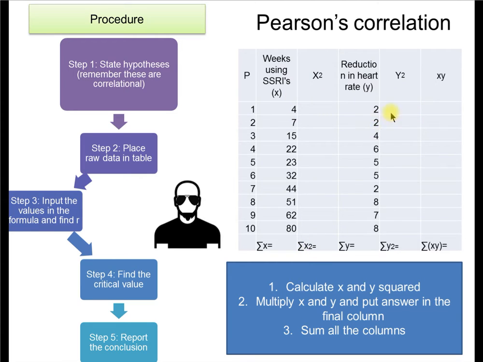Fill in those columns, and then once you've done it, for each column you sum it. You add up all the numbers. So sum X equals that plus that plus that plus that plus that, all put in this little equation here. Sum X squared, everything in this column, and so forth.